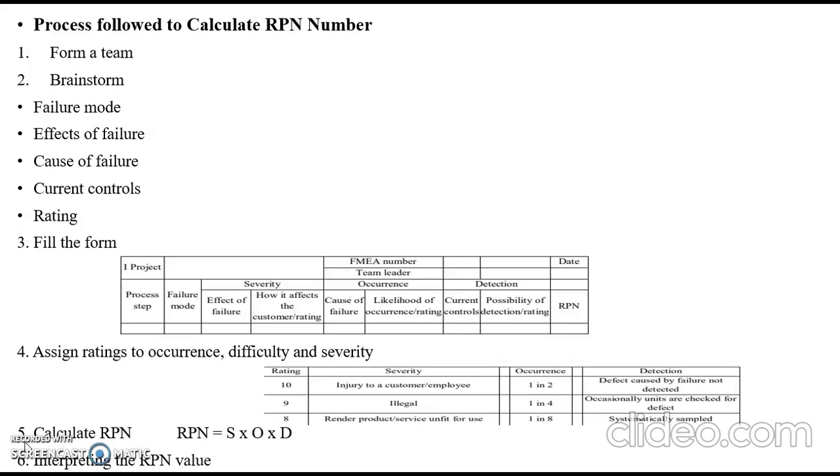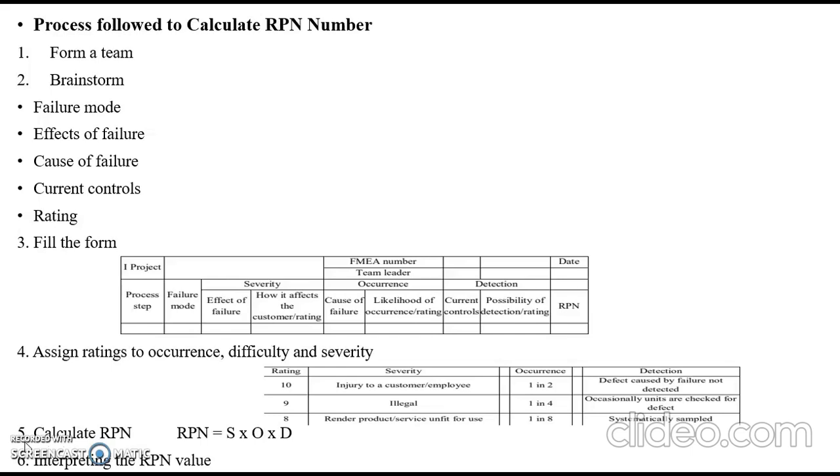Typical range of RPN numbers are set as requiring corrective action, and if a failure mode's RPN falls within this range, the team needs to ensure that it finds a method to reduce the risk. Reducing the risk involves reducing the severity or likelihood of failure mode occurrence, or increasing the ease of detecting its cause of occurrence. And the last step is interpreting the RPN value.